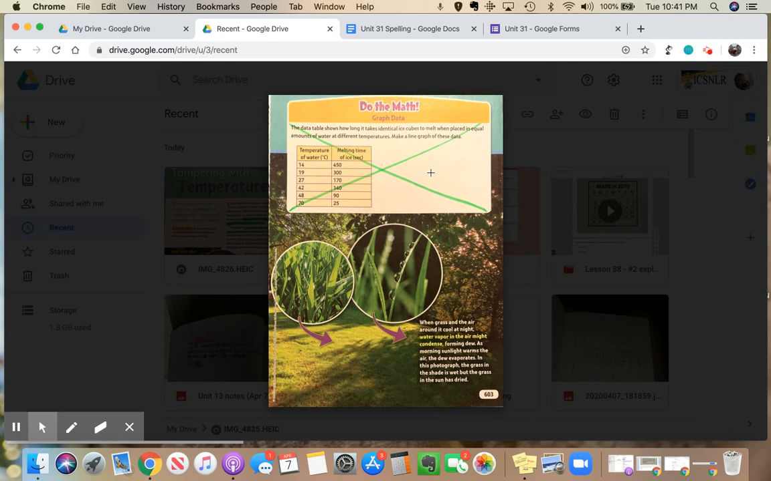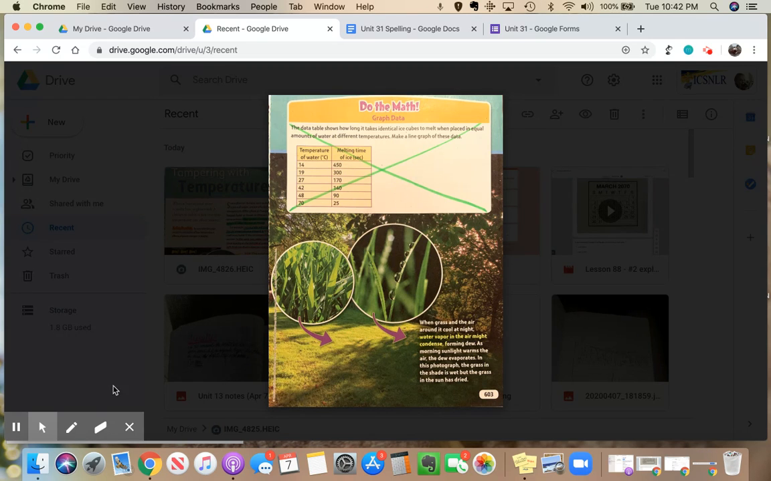We're going to talk about the bottom half of this page. I'm going to read the little paragraph, so work with me. When grass and the air around it cool at night, water vapor in the air might condense, forming dew. As morning sunlight warms the air, the dew evaporates. In this photograph, the grass in the shade is wet, but the grass in the sun has dried.